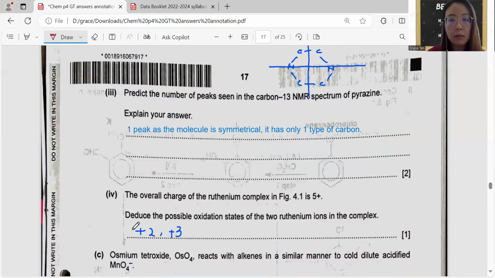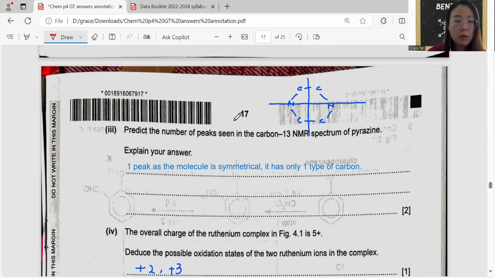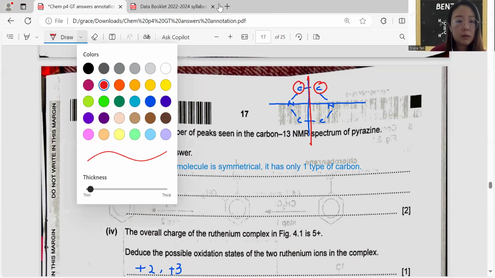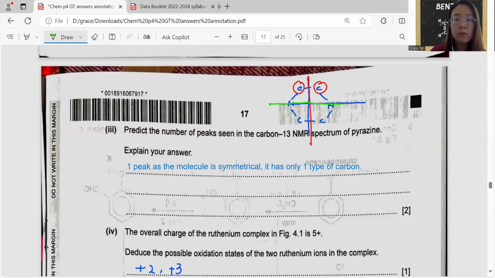Predict the number of peaks seen in the carbon-13 NMR spectrum of pyrazine. So I drew the pyrazine here. Now, there is only 1 peak. Why? Because as you can see, the pyrazine molecule is perfectly symmetrical. If you cut it this way, you can see the mirror effect is like this. It's symmetrical left-right, so this carbon is the same as this carbon. But if you cut this way, you will realize the symmetry is up-down, so this carbon is the same as this carbon. Therefore, there is only one type of carbon in the pyrazine molecule.